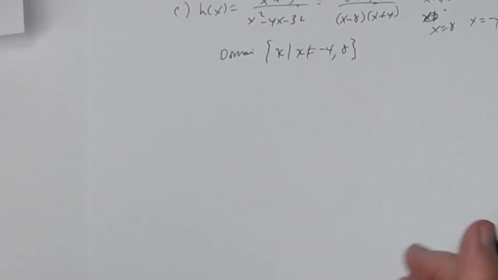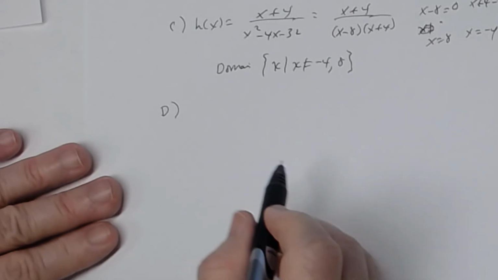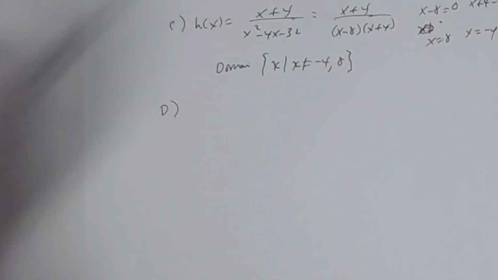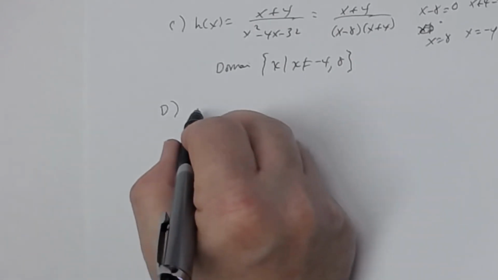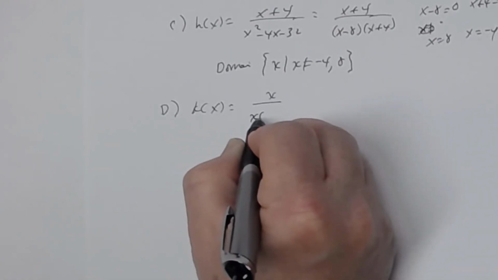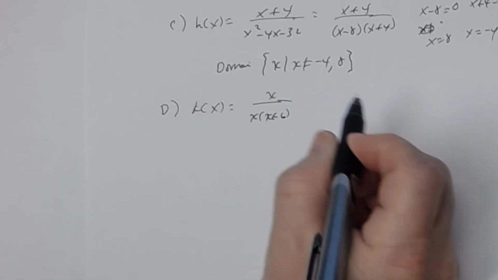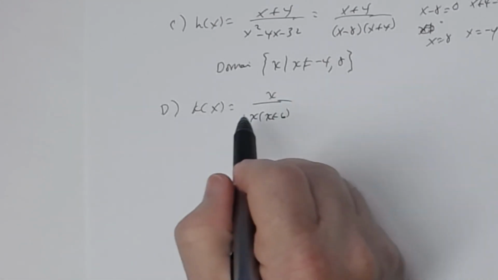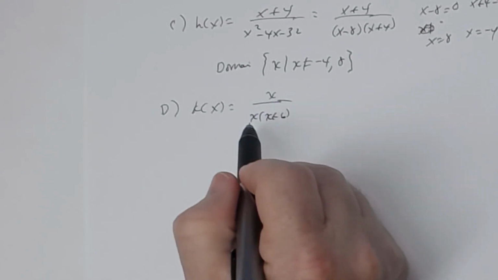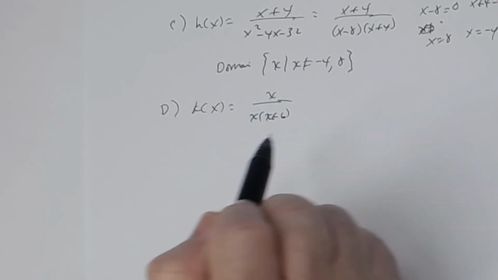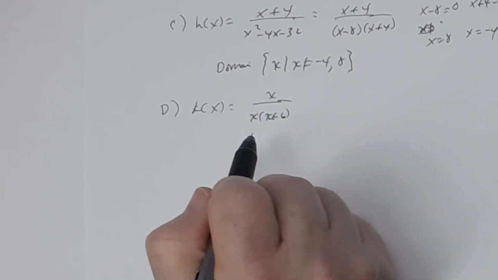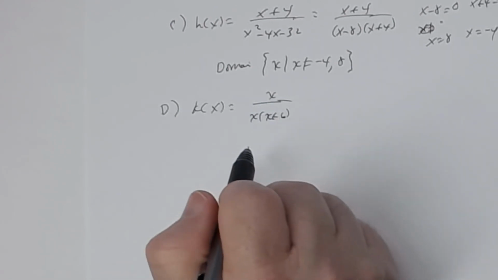So D looks like this. So here's D. So D is this function, k of x equals x divided by x times x plus 6. All right. Again, now notice the denominator is already factored for you. Don't reduce these just yet. If you reduce them, you're going to miss the domain. Your domain's not going to be correct. So don't reduce anything yet.